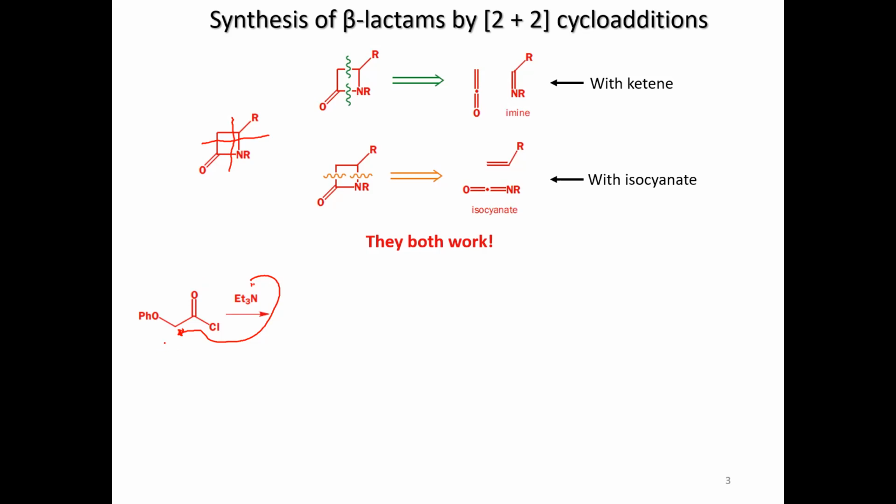So you have a base, you take an alpha proton. Remember, these alpha protons are more acidic than normal. Then you also have a good leaving group, which is one of the crucial things in this kind of reaction. So basically, you have this one as a sort of intermediate. Your chloride, this one goes back here and it kicks out the chloride, and you form the ketene.